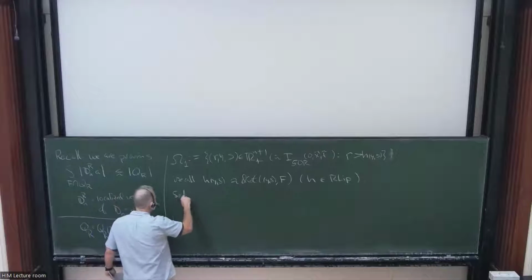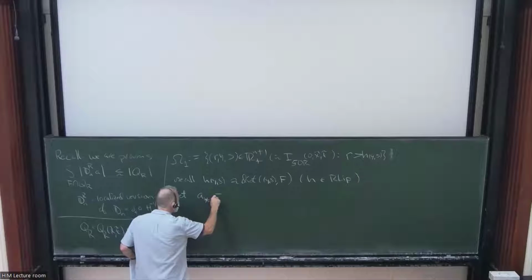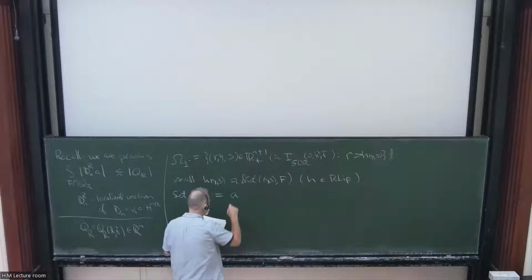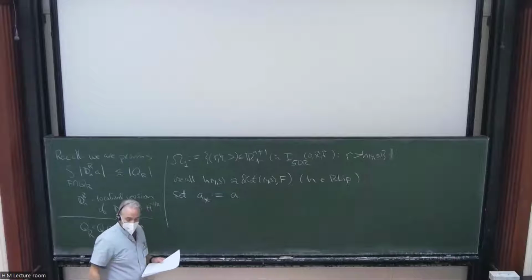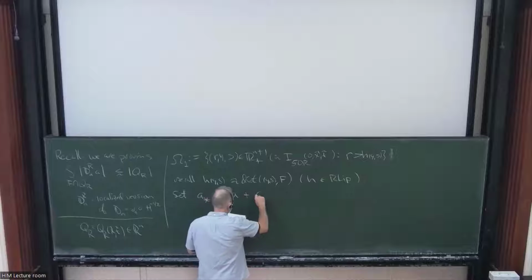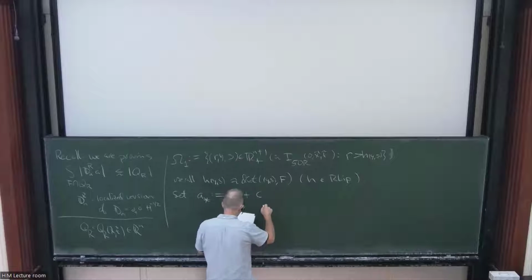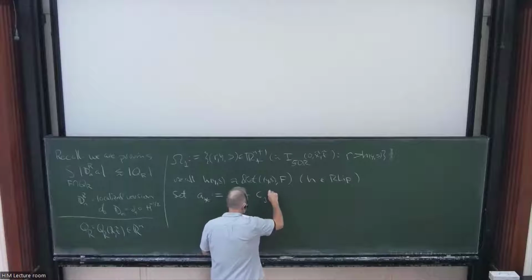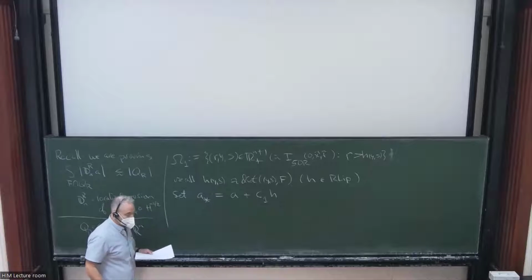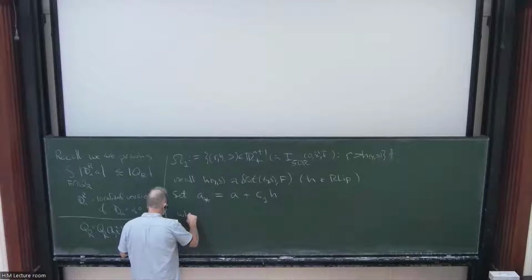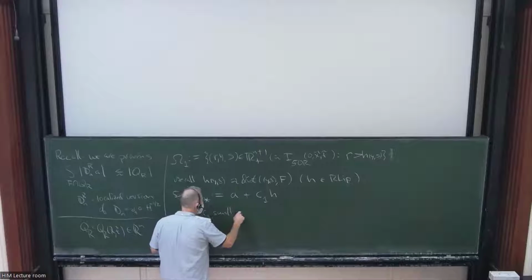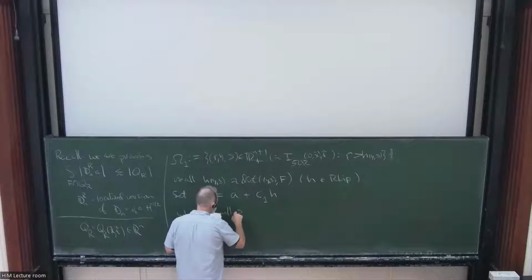So now I'm going to define a new function A star. It's going to be our original function A, which is the function that defines the graph of sigma, or the graph of A defines sigma, that's what I should say, plus C1 times H, where C1 is a small constant, small but uniform, small enough, I should say.